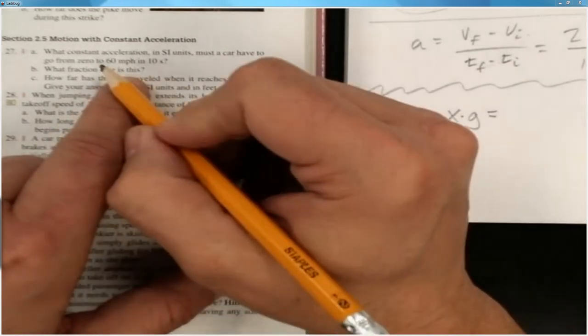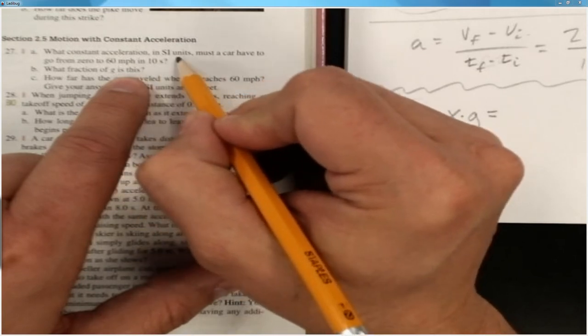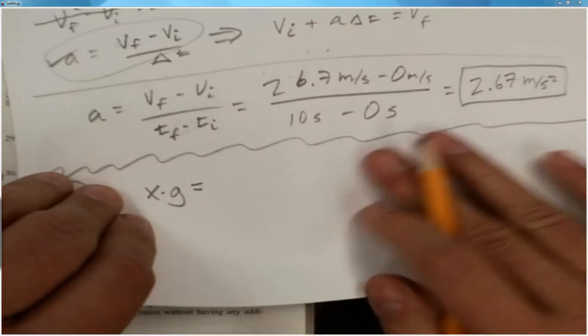Is means equals to. This, what is this referring to? What fraction of G is this? What is this? Well, this is referring back to the answer from part A. What was the answer from part A? It was 2.67 meters per second squared.